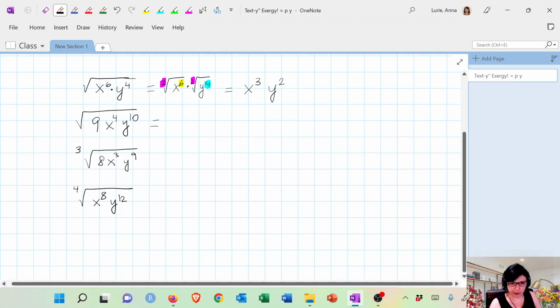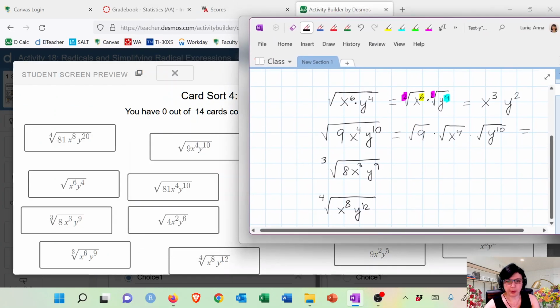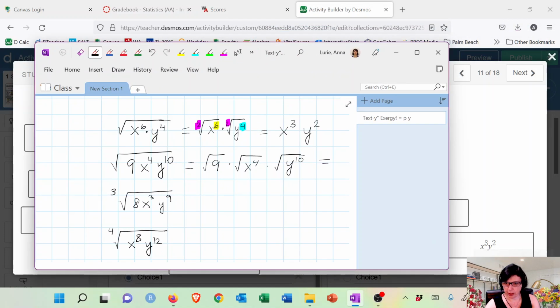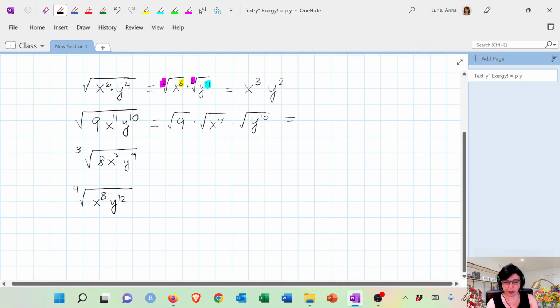Let's deal with the next one. Next example, we're basically going to split it apart into 3 problems, and then deal with each problem separately. Anytime you get a number, just go ahead and plug it into the calculator. I know in my head that's what the square root of 9 is, but if you need to use a calculator, just go for it. So the square root of 9 is 3.